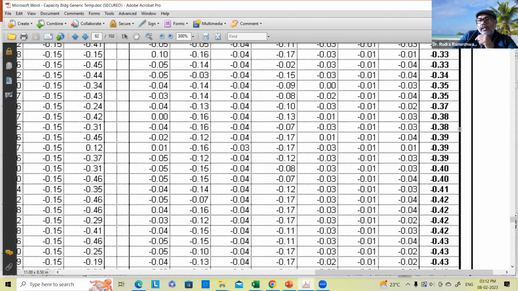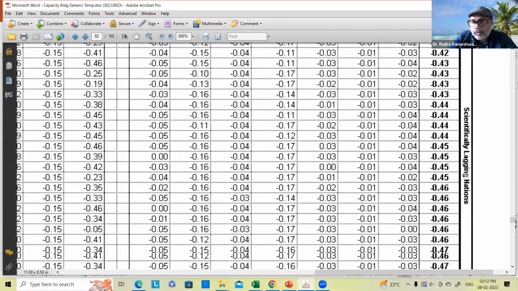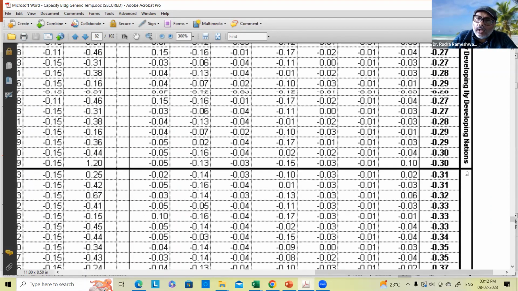So you will find these types of scientifically lagging nations. Lagging nations are quite behind, and you will see all the values are negative, isn't it? You can see all the values are negative in this. Hardly somewhere 0.03 is there, but the other values you can see in a series, negative values and all. So these are the bifurcations people are thinking.